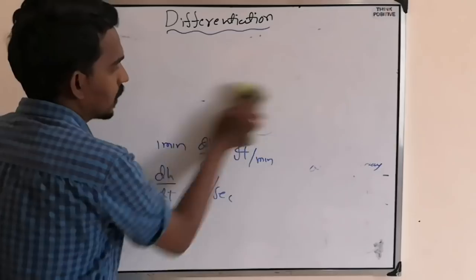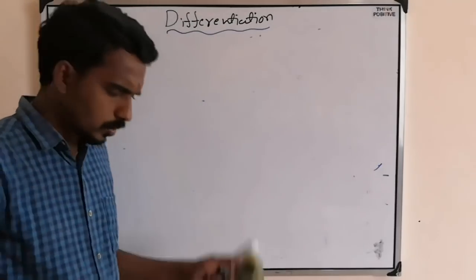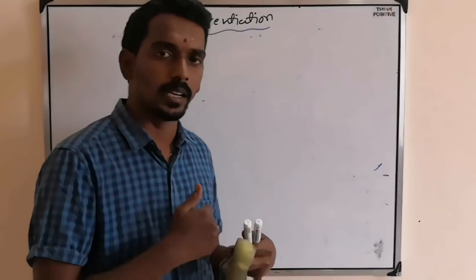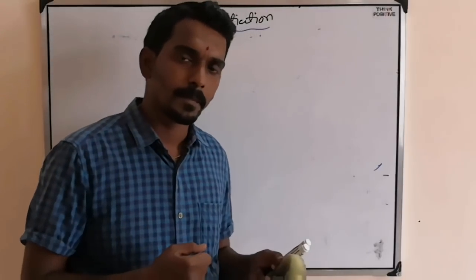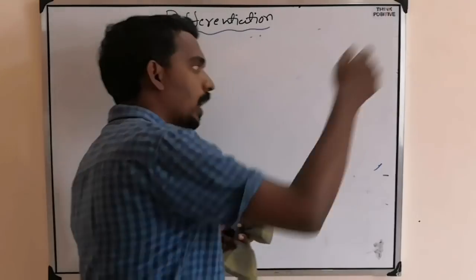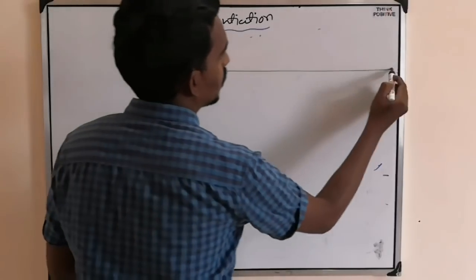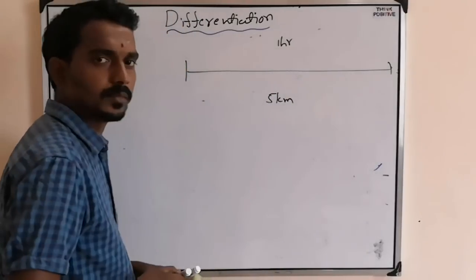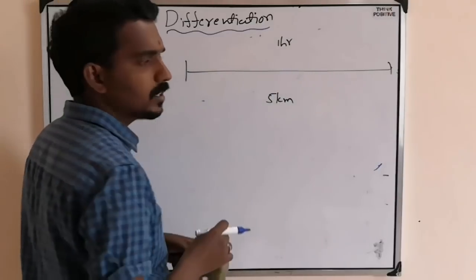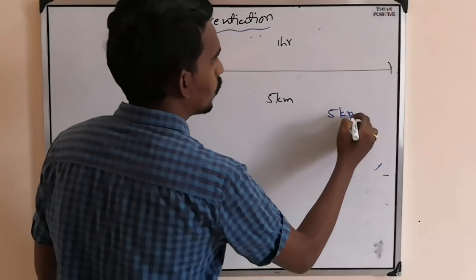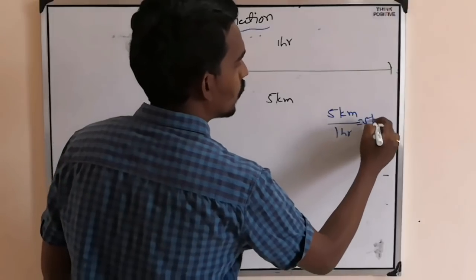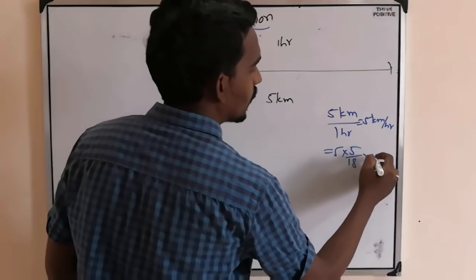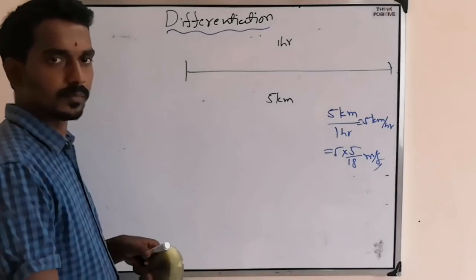Now, one more example, the last example I will give you. Suppose you started running from one particular point, the initial point, and you covered 5 kilometers in 1 hour. So your average speed is 5 kilometers by 1 hour, nothing but 5 kilometers per hour, or else 5 into 5 by 18 meter per second.